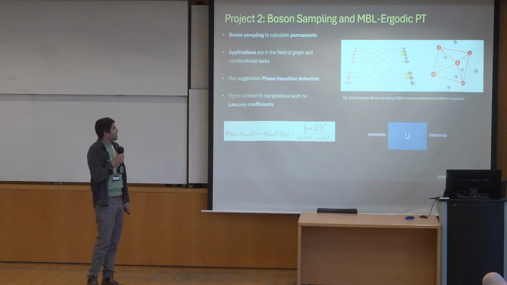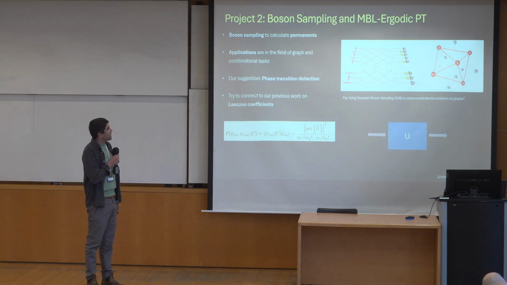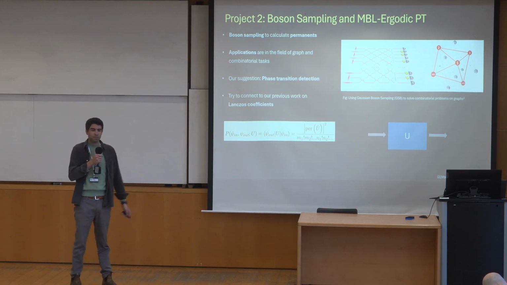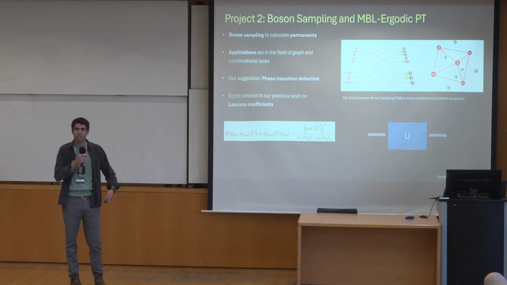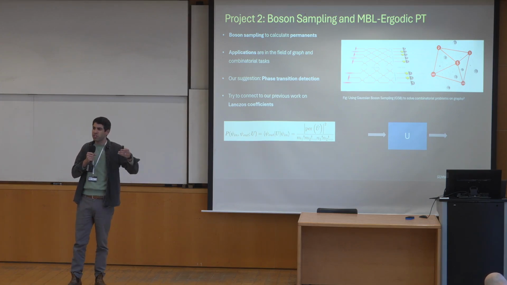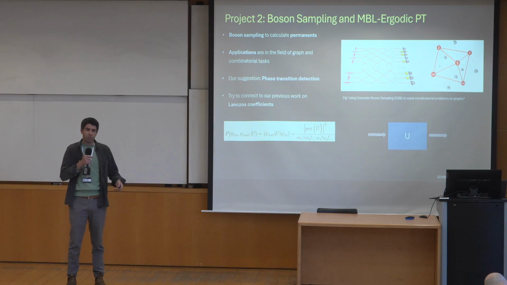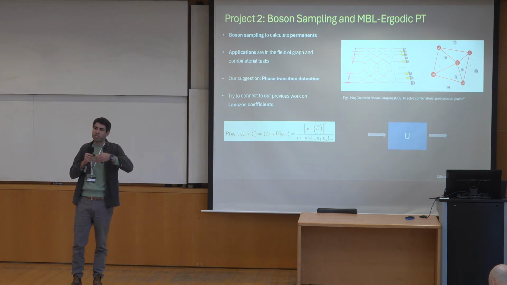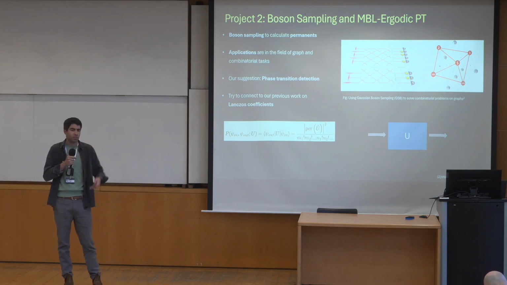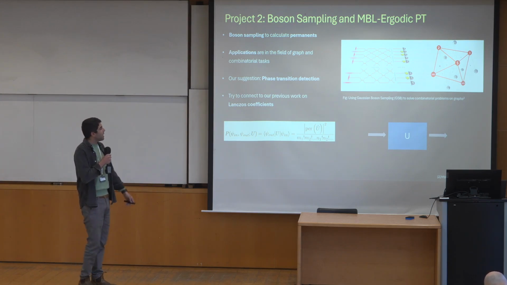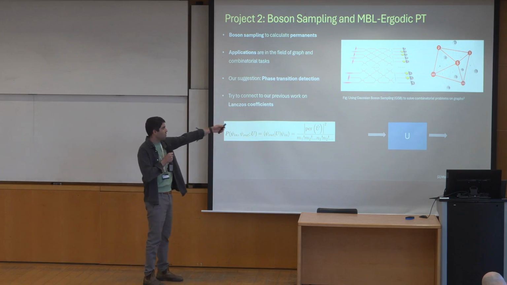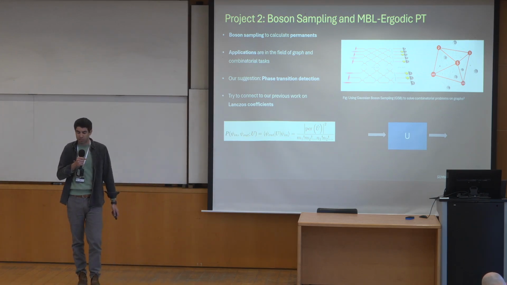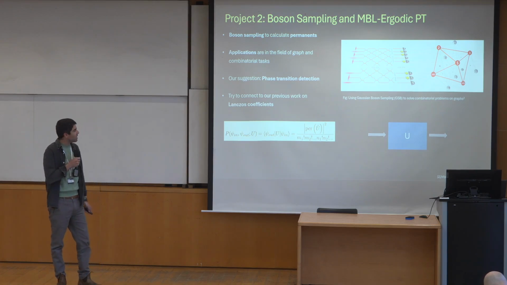So the boson sampling, as I said, is a method to calculate some permanents. We can think about it as a circuit, as just a unitary, and then we inject some photons into the unitary, and then it calculates some permanent of submatrices, some minors of this matrix. And it looks like this. And calculating the permanent is something very, very difficult in general.